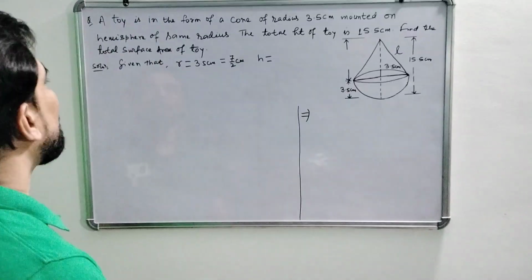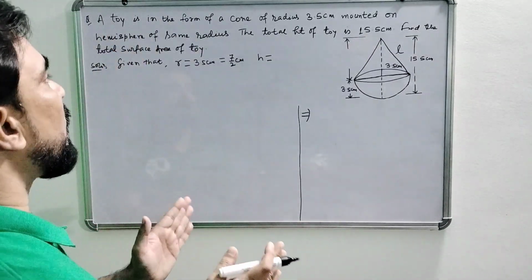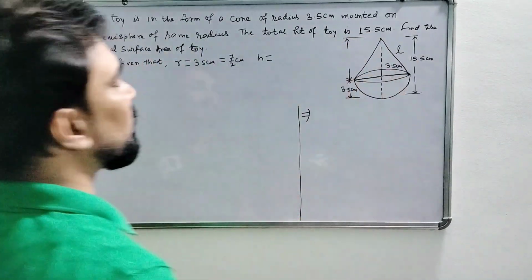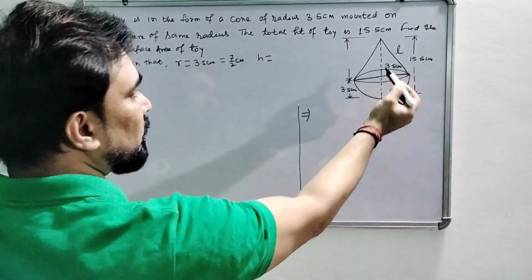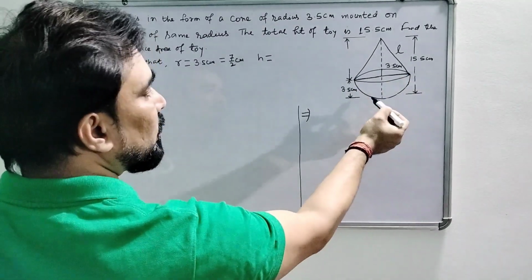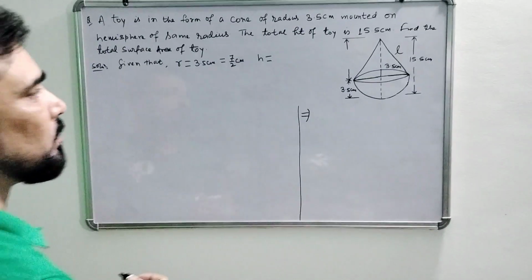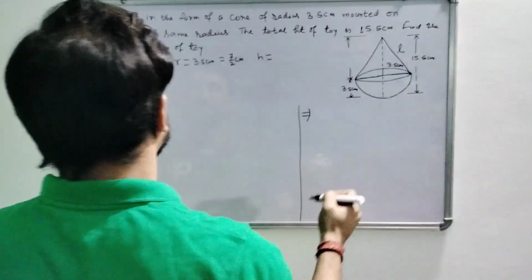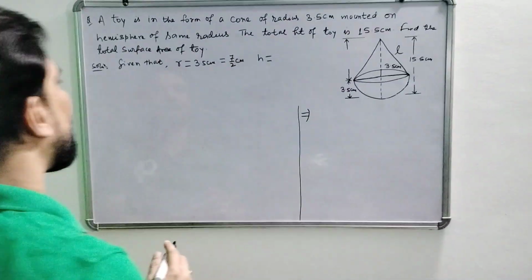Welcome students. There's a question in which a toy is in the form of a cone having a radius of 3.5 cm and it is mounted on a hemisphere with the same radius of 3.5 cm. The total height is given as 15.5 cm. We have to find the total surface area of the toy.